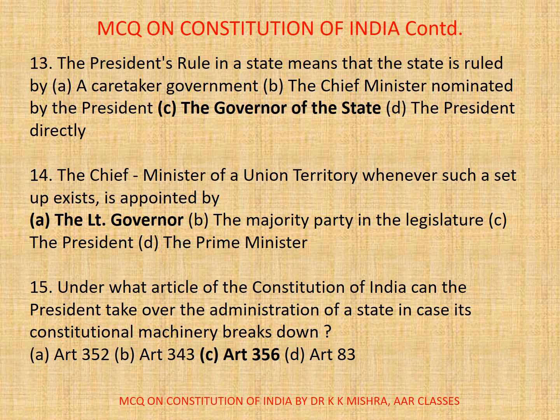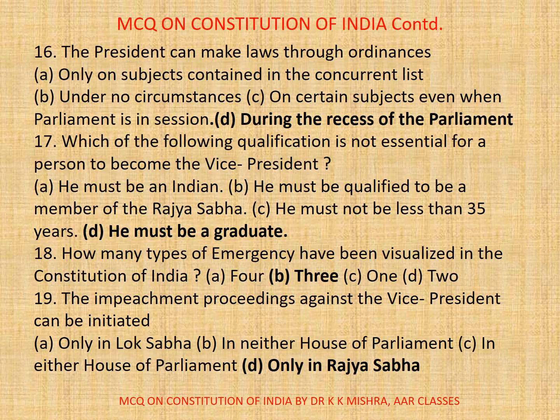15. Under what article of the Constitution of India can the President take over the administration of a state in case its constitutional machinery breaks down? A. Article 352, B. Article 343, C. Article 356, D. Article 83. Correct option is C. Article 356. 16. The President can make laws through ordinances. A. Only on subjects contained in the concurrent list, B.